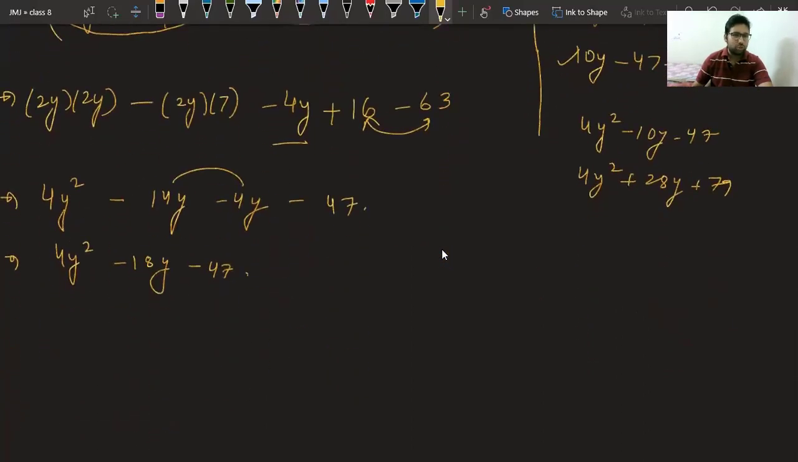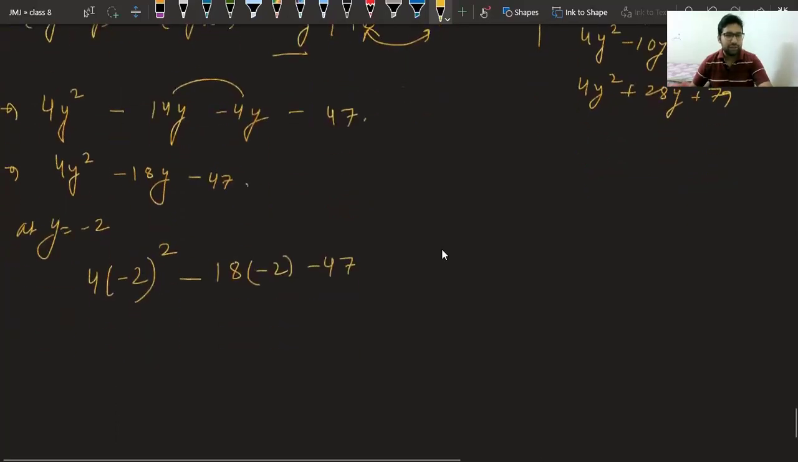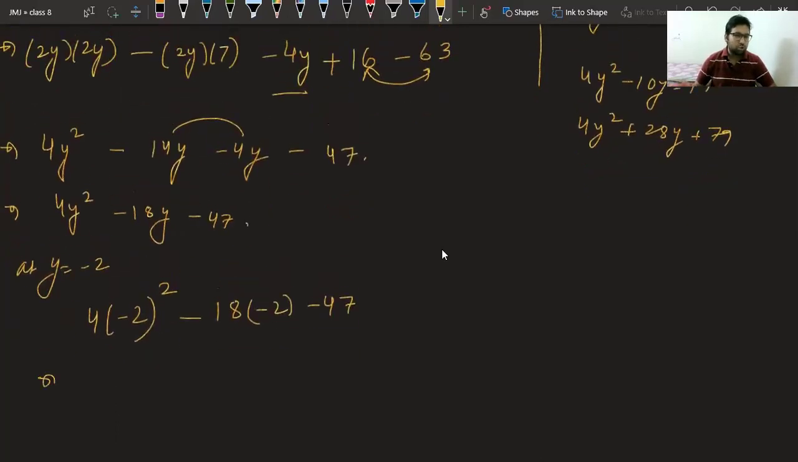Okay, now you got this. At y equal to -2, let us find the answer now. Again put the values in brackets. I have told you, whenever you put a value of some variable, always put it in a bracket. So 4(-2) square minus 18(-2) minus 47. Now tell me, -2 square is +4, and minus 18 into -2 is +36. What will we get? 16 plus 36 minus 47.